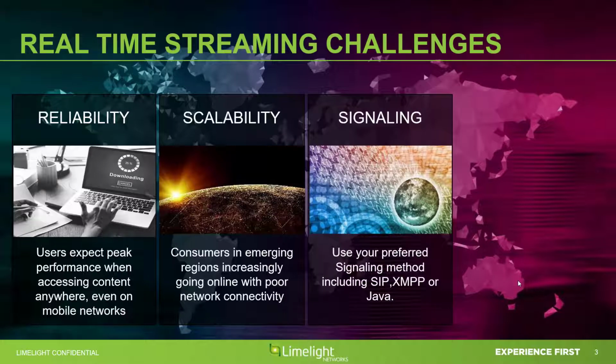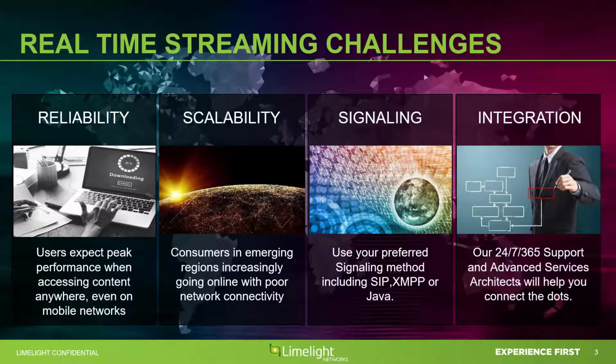The next challenge is signaling. Signaling is the communication between peers, and it's set up by an exchange of metadata called signaling. This process is used to initiate and advertise calls, as well as establishing a common set of communication protocols. Limelight Real-Time Streaming allows you to use your preferred method of signaling. You can use a variety of signaling methods, including SIP, or Session Initiation Protocol, XMPP, Extensible Messaging and Presence Protocol, or even Java.